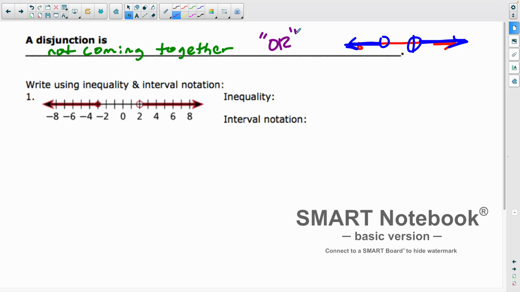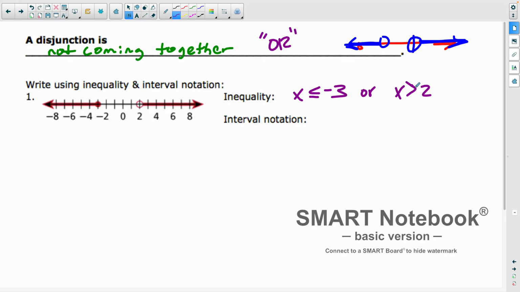What is the key number on this side over here? -3. -3 is the key number. How does everything compare to -3? It's less than or equal to, because it's colored in. So we'd say x is less than or equal to -3, or, because it could be that side or this side, or what? X is greater than 2. Okay? X is less than or equal to -3, or x is greater than 2.